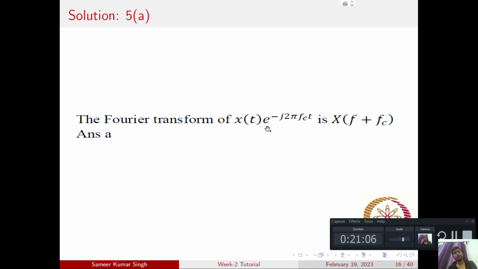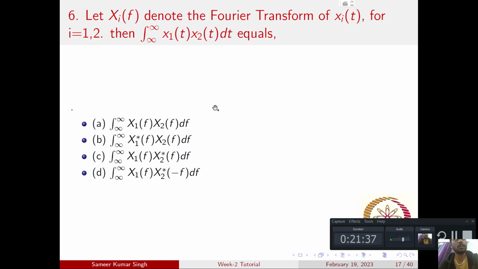If we add both terms, x(t) e to the power minus j2πfct plus x(t) e to the power plus j2πfct, and multiply by 1/2, both exponential terms become the cosine. So it becomes X(f plus fc) plus X(f minus fc), divided by 2. Those are the property formulations. Okay, next, question number 6.